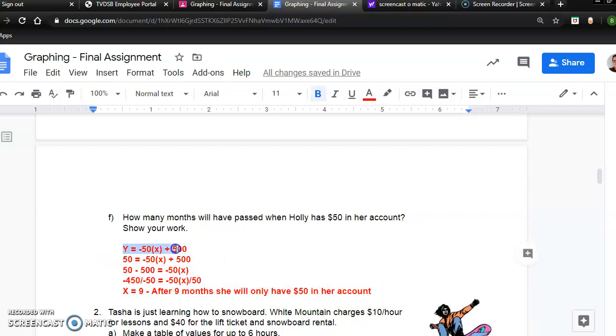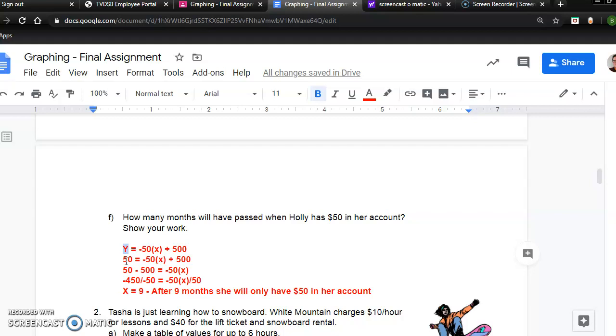So our equation was y equals negative 50x plus 500, but it wants to know how long will have passed when there's $50 in the account. You have to understand that in our equation, y represents the money in your account, and x represents the amount of months passed. So if I want to find how many months have passed with $50 in her account, I have to put the $50 in for y. So instead of y equals negative 50x plus 500, it's 50 equals negative 50x plus 500.